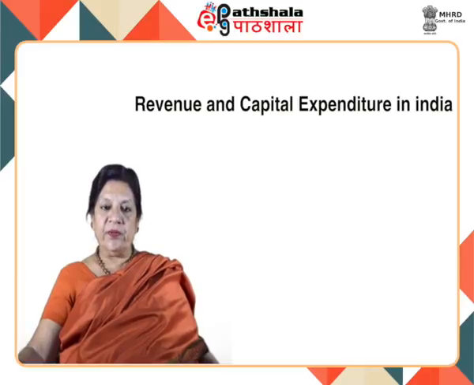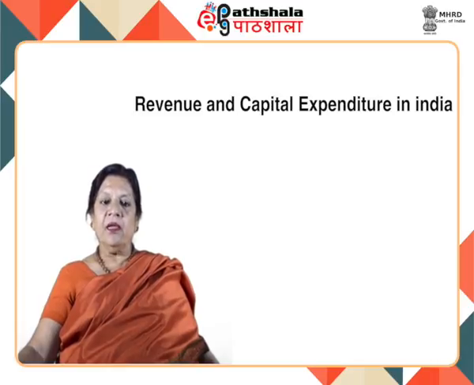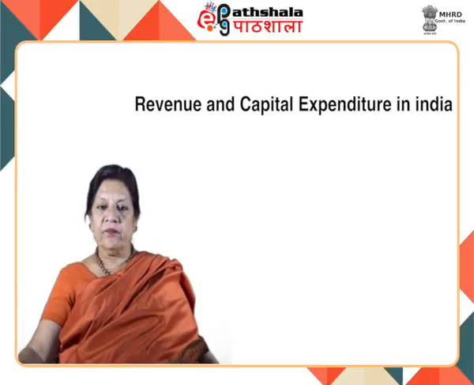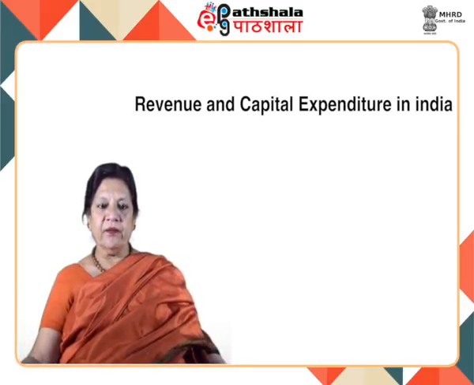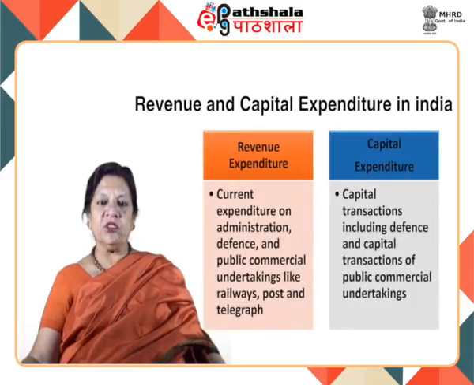Revenue and capital expenditure. The United Nations prepared a manual for economic and functional classification of government transactions in 1958 for functional and economic classification of their budgets. Budget is divided in two heads, revenue and capital, and therefore both receipts and expenditures are divided in two heads of revenue and capital.